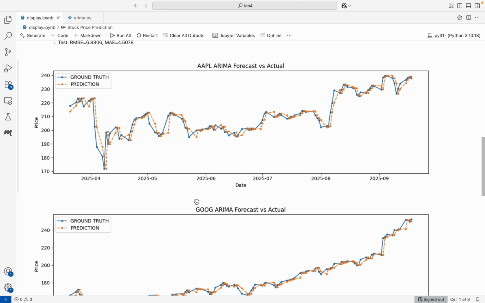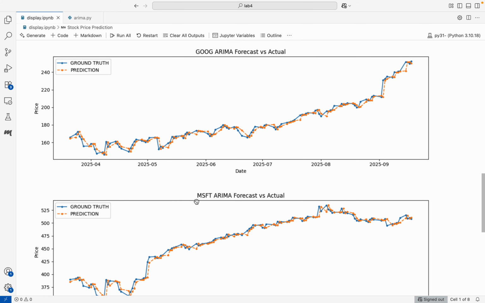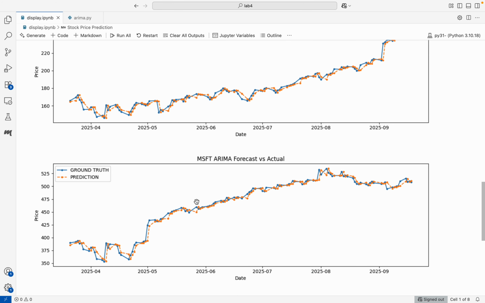And we apply the same process to Google and Microsoft. And the predicted results are shown here. So that's how we carried out our stock price prediction.